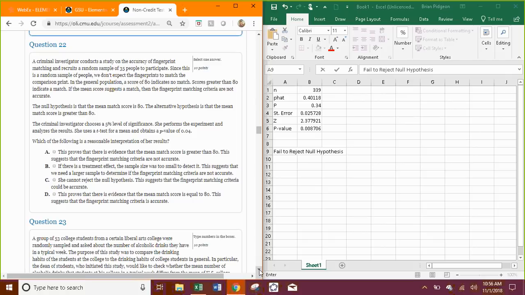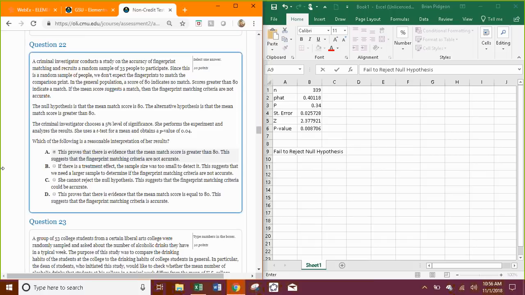The null hypothesis is that the mean score is 80, and the alternative is greater than 80. The criminal investigator chooses a 5% level of significance. She performs an experiment and analyzes the result. The investigator chooses a t-test for mean and obtains a p-value of 0.04. Remember from before, if the p-value is lower than the significance level, reject the null. So in this case, 0.04 is less than 0.05, so we would reject the null hypothesis and say that the mean is greater than 80. There is statistically significant evidence to support the claim that the mean match score is greater than 80.